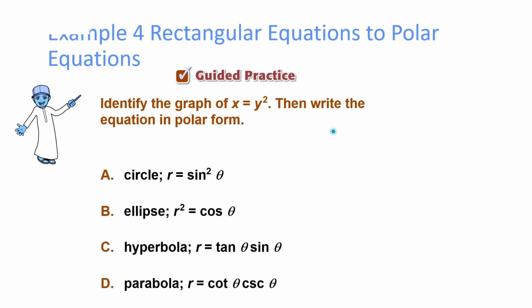Rectangular equations to polar equations, guided practice. Identify the graph of x equals y squared, then write the equation in polar form. Once you're done, just come back and have a look at it. The correct option is D, parabola, which is r equals cot theta times cosecant theta.